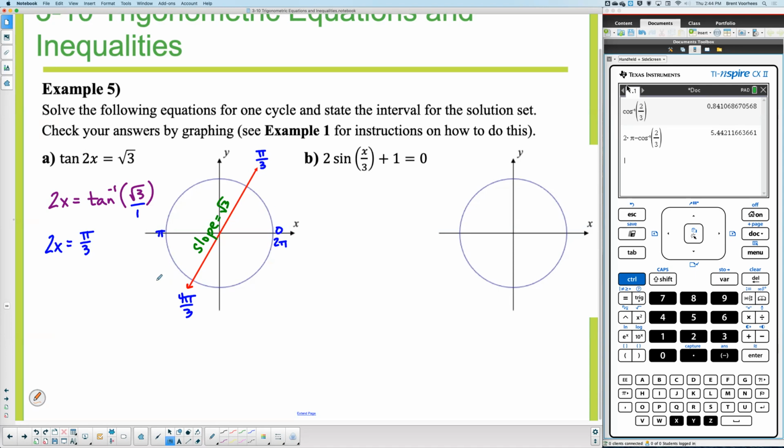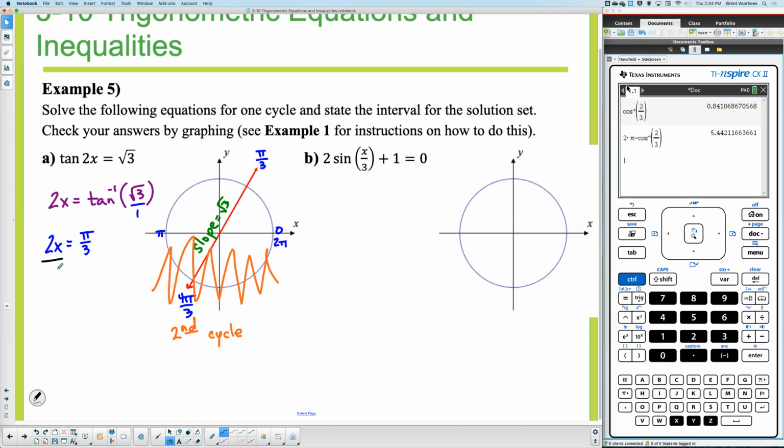Just 1 pi. This solution set is not needed. This is the second cycle, so we don't need that solution set. We only need the answer between 0 and pi. Okay, but this time we have to do something new that we haven't done yet. X still isn't solved for. How could I solve for this x?